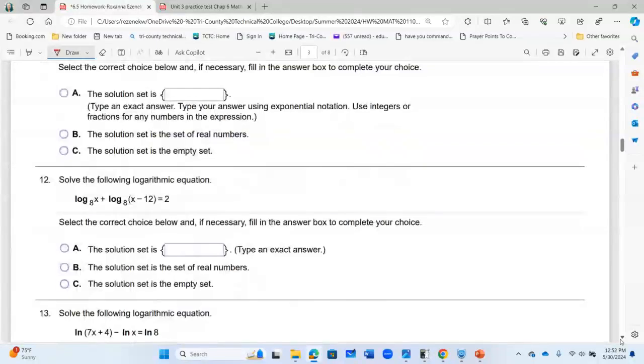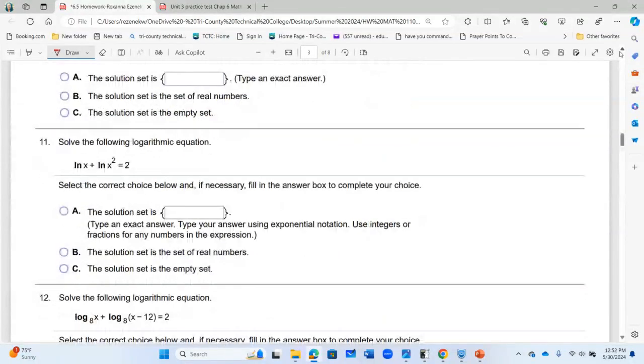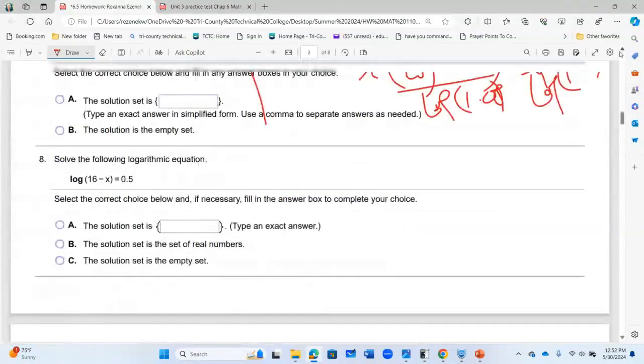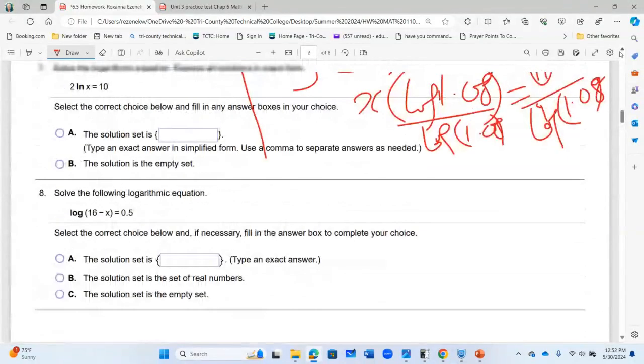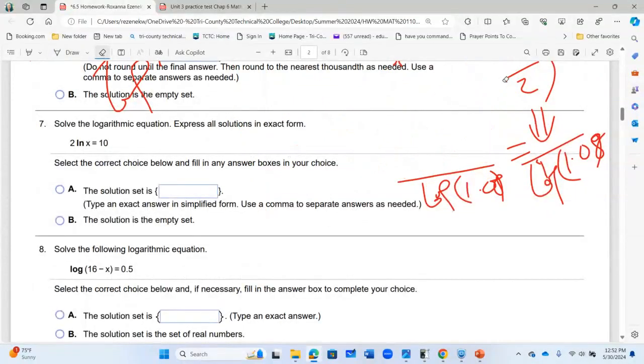Let's do some of those ones that have a lot of numbers in them. So let's start with one with natural log. So let's get one that has natural log. So this one has natural log, number 7. Natural log.